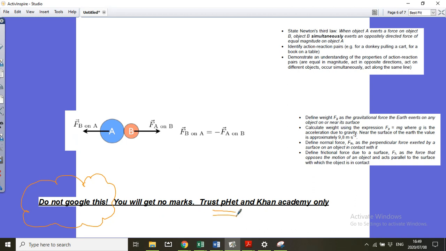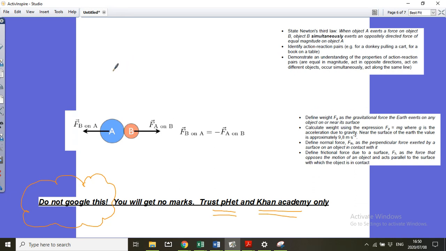You can look on PhET, there are nice animations, and Khan Academy if you really want to go look online. But your book describes this very nicely. Newton's third law says, if object A exerts a force on object B, then object B exerts a force on object A with the same size but in opposite directions. And that is what is important. The forces have the same size, but they're just acting in opposite directions.